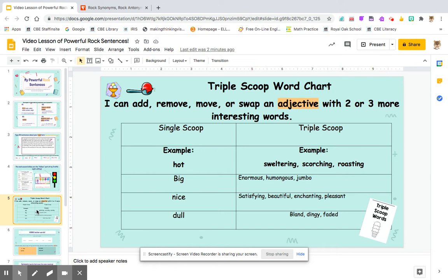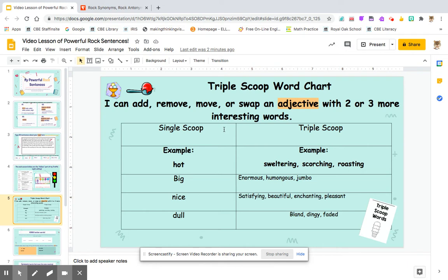So, you have done lots of work on your triple scoop words, and in your Jamboards, you actually did some of them. You did big. I think nice was in there as well. And you came up, using your thesaurus, with some synonyms, some triple scoop words to replace these ones. So for this part of our work, we are going to add, remove, move, or swap an adjective, a describing word, with two or three more interesting words.